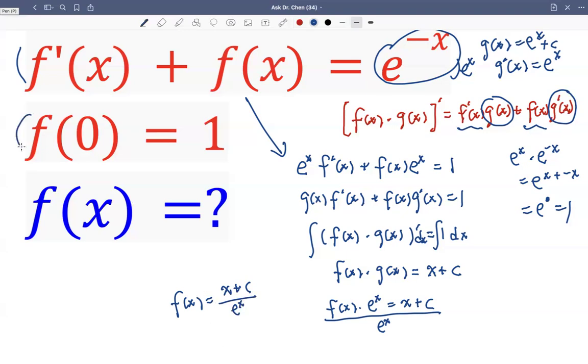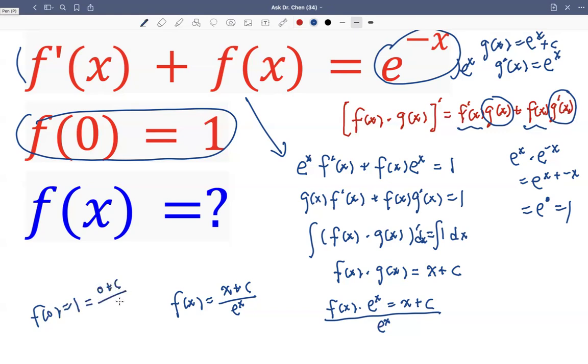Now we're given the initial condition f of 0 equals 1. So x equals 0, plus c, divided by e to the 0, which is 1. That means 1 equals 0 plus c, and c divided by 1 is still c. So c equals 1, and f of x equals x plus 1, divided by e to the x. Okay.